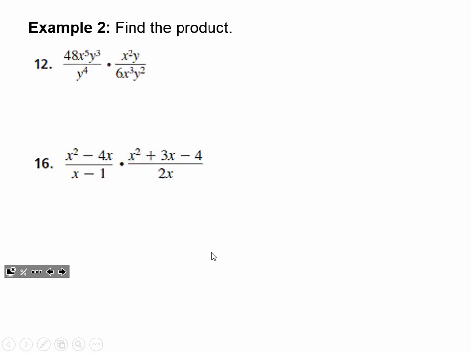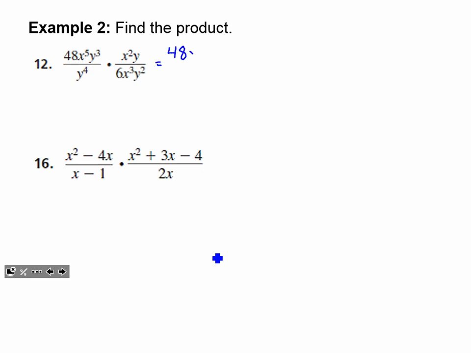Now for example 2, here we're going to practice some multiplication problems. And you can see number 12, all of our factors are already established. Everything in all the numerators and denominators is multiplication. Because we don't have any parentheses, the multiplication is shown as exponents on variables with some coefficients. It is just straightforward multiplication, so I'm going to go across the top and across the bottom.